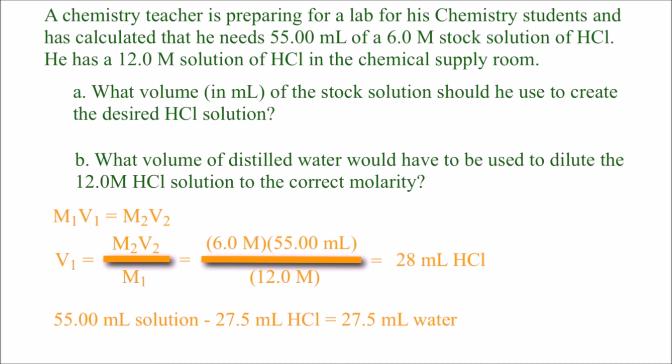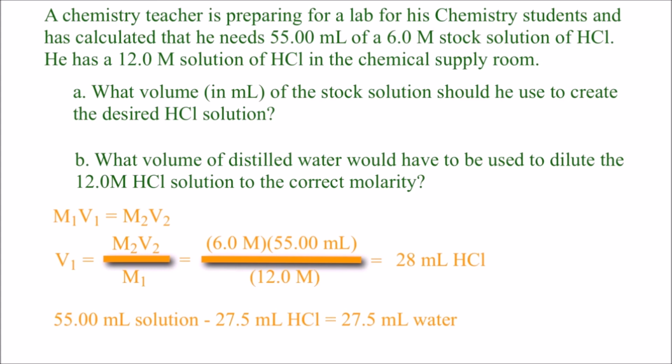If I had chosen a different concentration for our lab, or if the stock solution had a different concentration that wasn't exactly half, then that means these numbers would be different. But I chose this so that it was easy for us to see the problem here. So you're going to have 28 milliliters of the acid, and you're going to have 27.5 milliliters of the water.